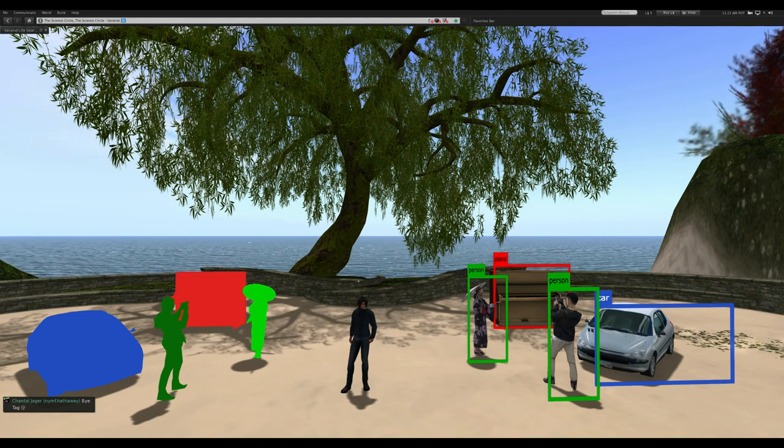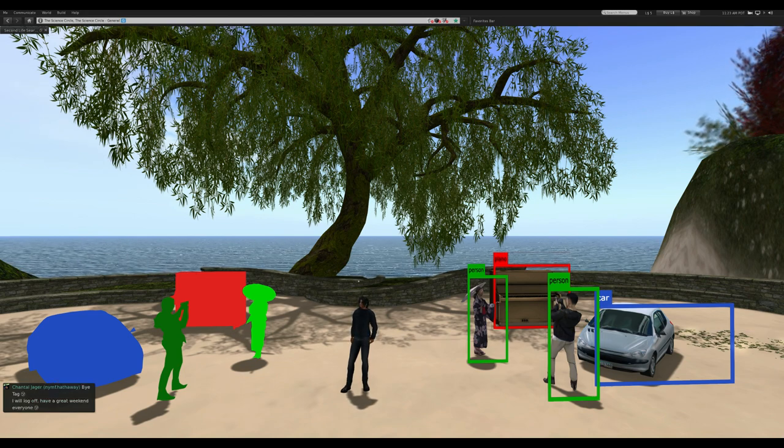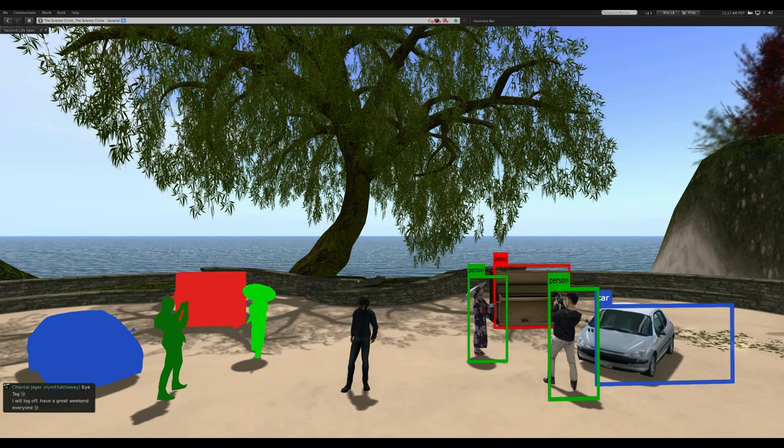I think it was a very good presentation because I read the notes in the chat.